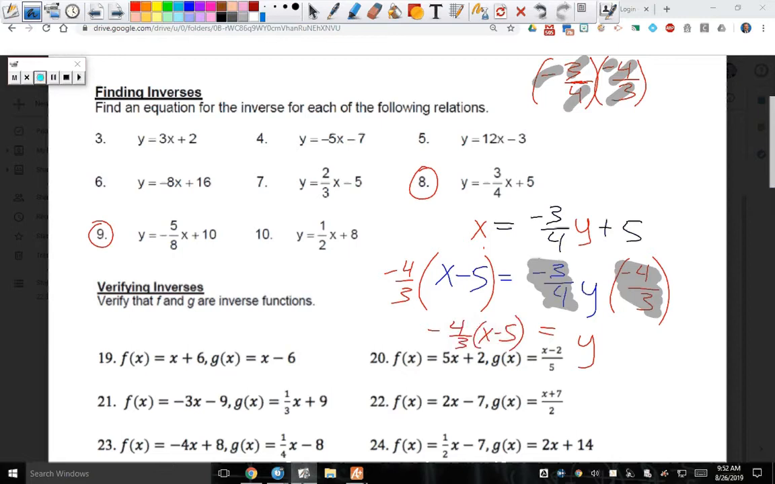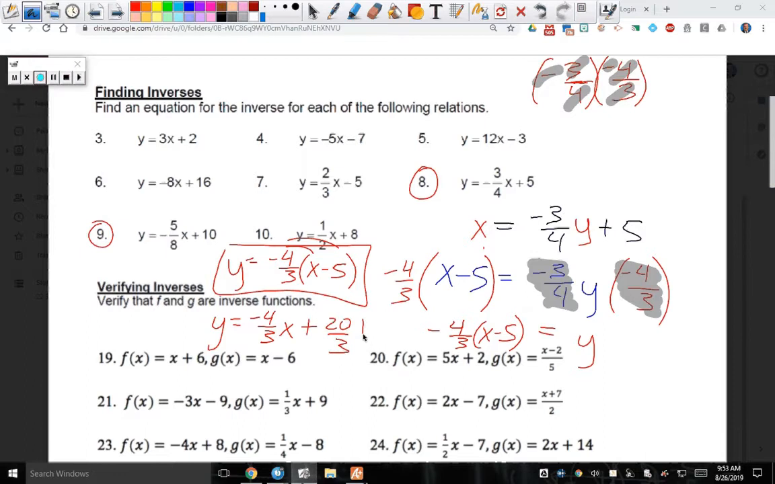So my equation right now, as it sits, says that the inverse function is this. And yes, if you wanted to simplify it, you could. That's a good question. Let me answer here in just a bit. You could simplify this out as far as distributing if you want. You don't have to. But it would be a positive 20/3.